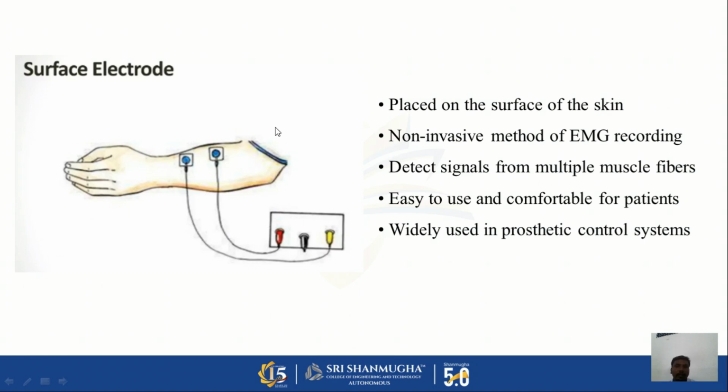However, surface electrodes record signals from a large group of muscle fibers, so the signals may contain more noise compared to intramuscular recordings. In most prosthetic hand control systems, surface EMG electrodes are commonly used because they are safe, convenient and suitable for everyday use. But intramuscular electrodes are not suitable for everyday use.